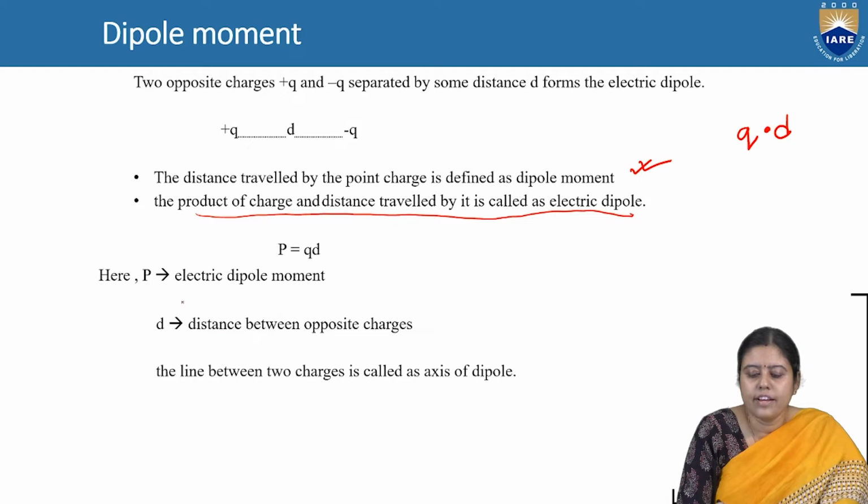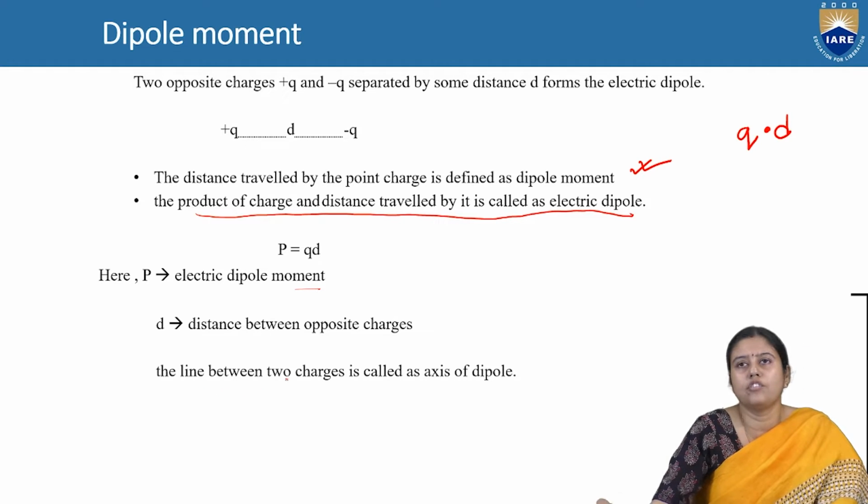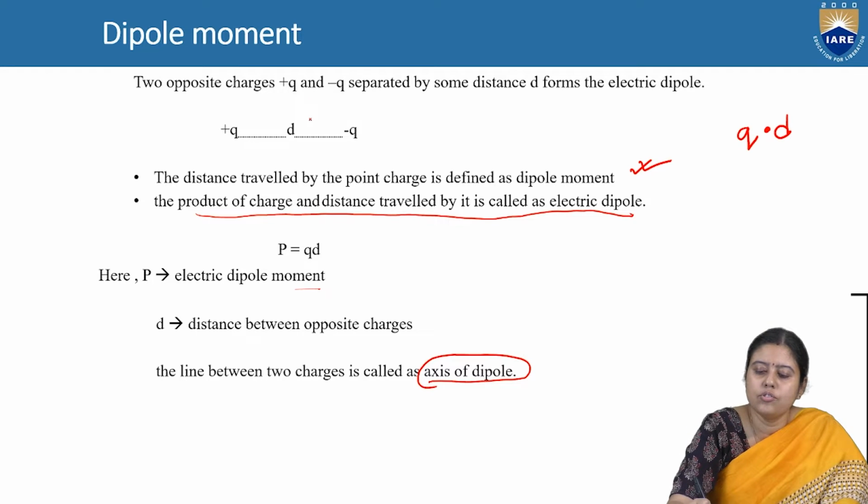As I told you, P is the electric dipole moment and D is the distance between the opposite charges. The line between the two charges is called the axis of the dipole.